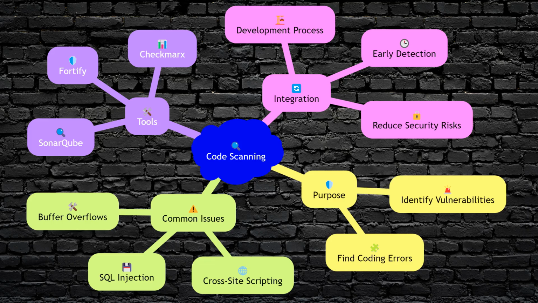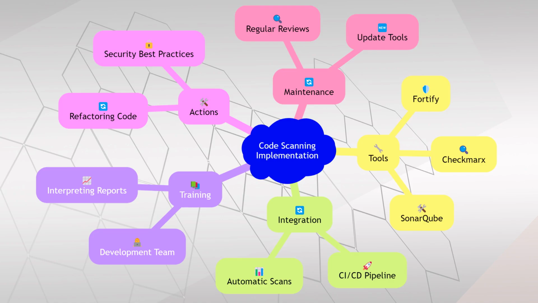Code scanning involves analyzing your source code for security vulnerabilities and coding errors. This can help identify issues such as SQL injection, cross-site scripting, and buffer overflows. Tools like SonarQube, Fortify, and Checkmarx can automate code scanning, providing detailed reports on potential vulnerabilities. By integrating code scanning into your development process, you can catch and fix issues early, reducing the risk of security breaches.